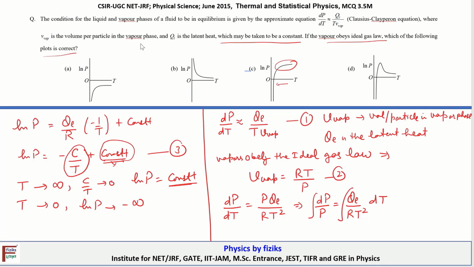And in the second case, when temperature is very large, because we said that ln p is equal to a constant quantity, this is also one of the possibilities, because we are not sure whether this constant of integration has a positive value or a negative value. Depending on that situation, either option A or option C could be the correct choice. If it is a positive constant, then C is the correct choice, and if the constant of integration is a negative constant, then option A will be the correct choice.